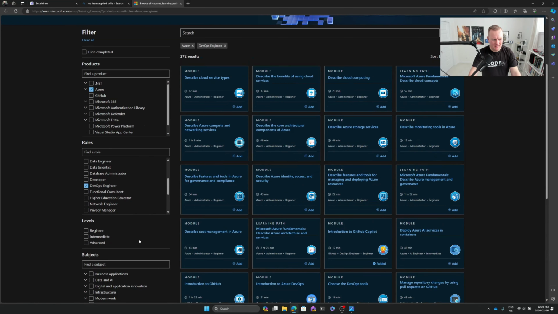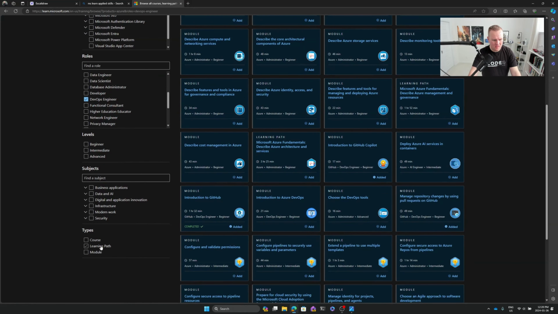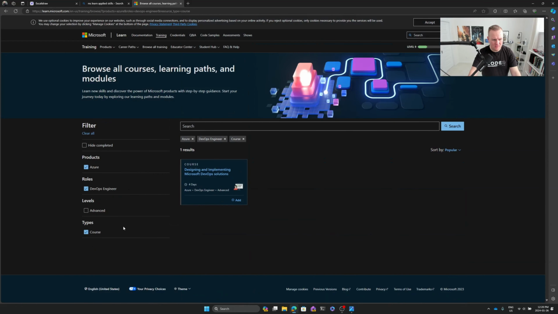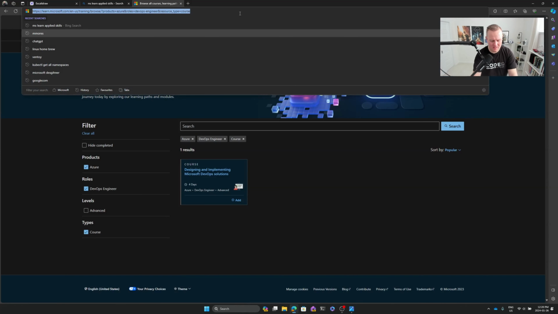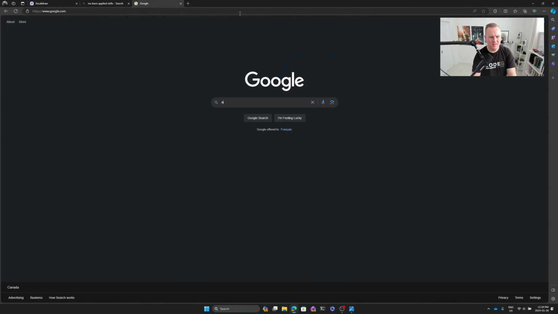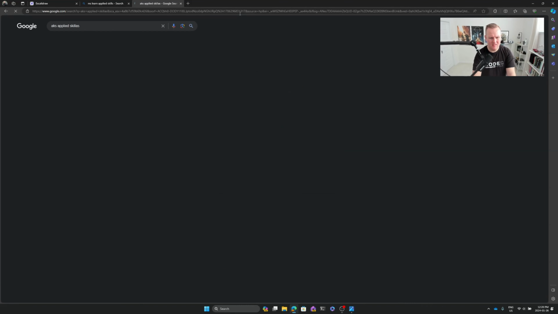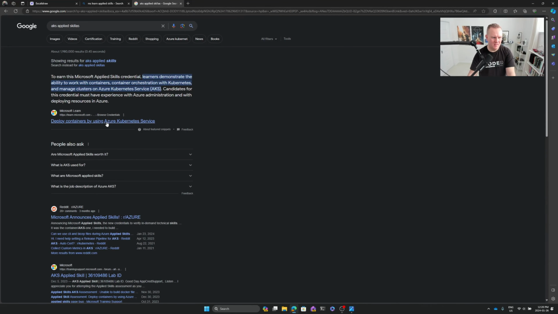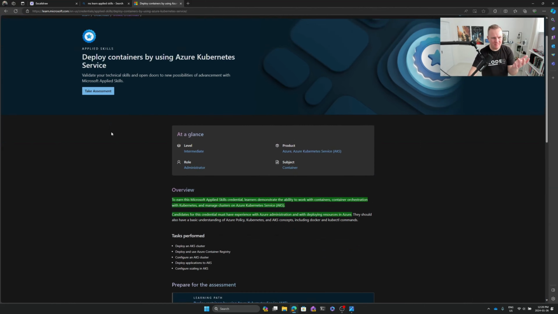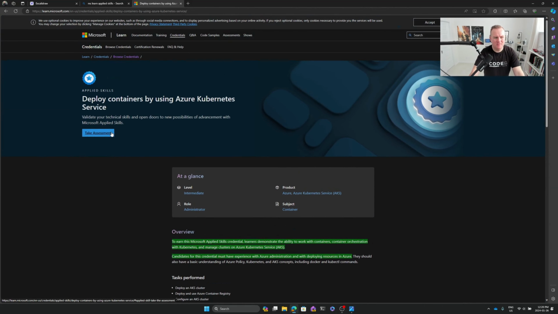And then let's see if we've got any courses. Do you know what? That's not working right. Here's one, for example. Deploy container services by using Azure Kubernetes Service.